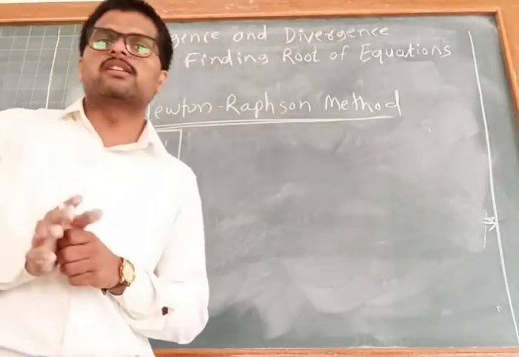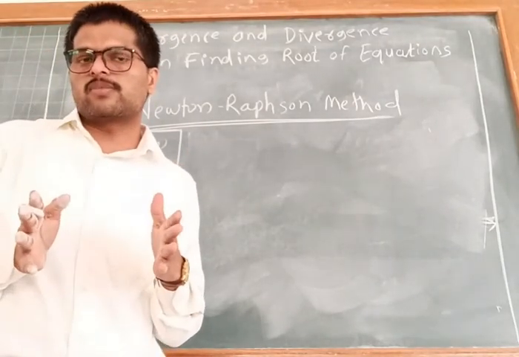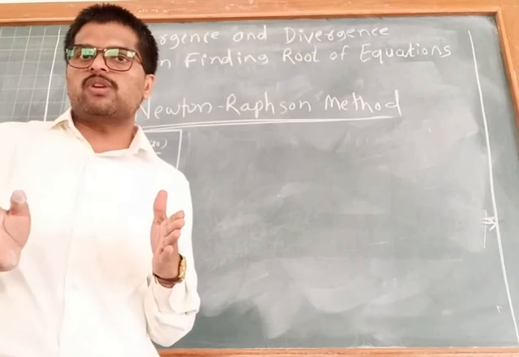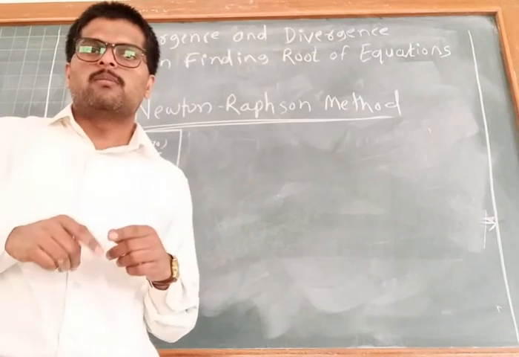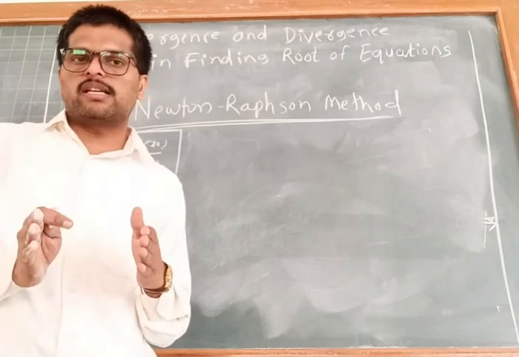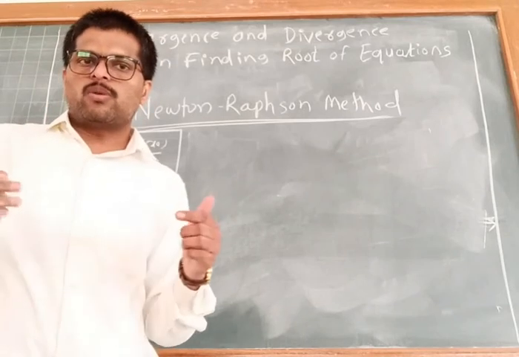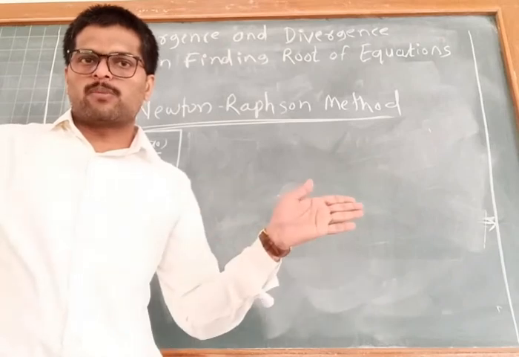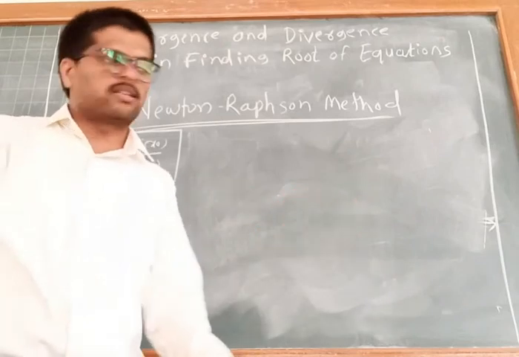What is in convergence? In convergence case, we are starting with initial case, and from that initial case, we are moving towards the actual root. But in case of divergence case, starting with initial case x0, instead of moving towards the actual root, we are moving away from the root. We are not going towards the actual answer.